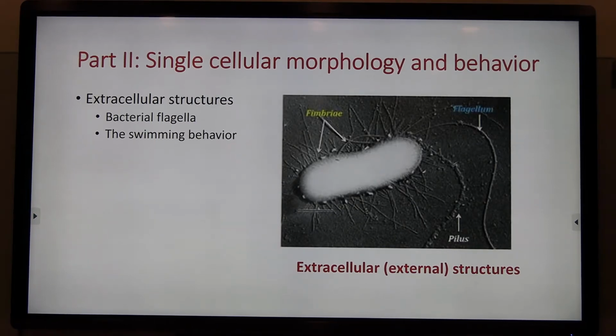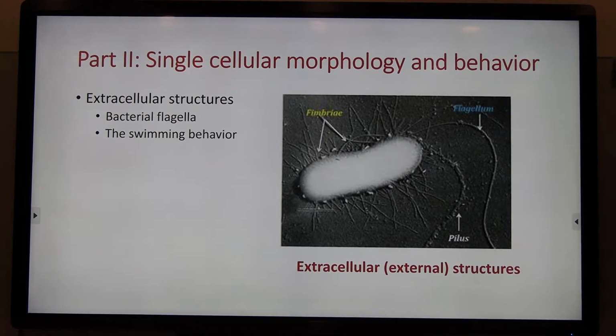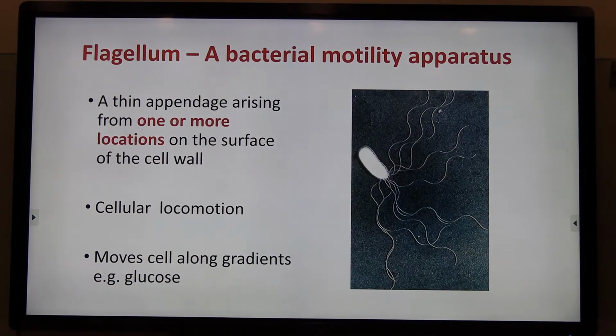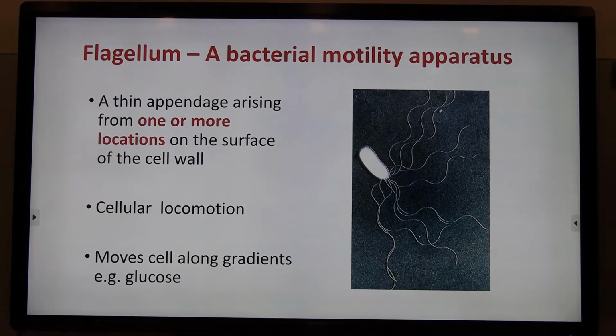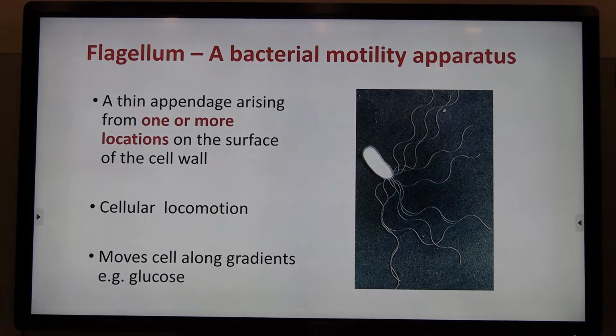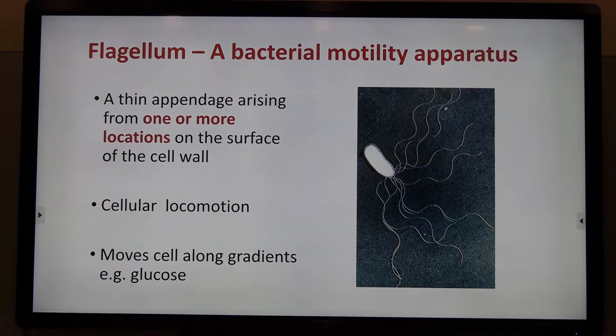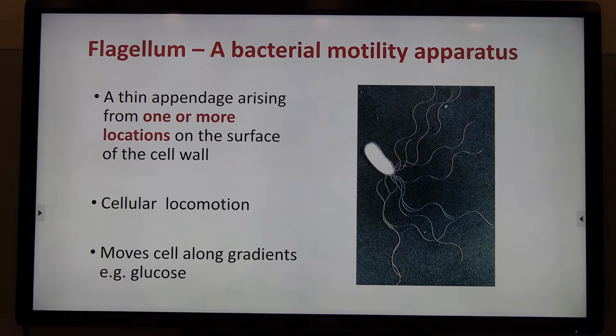At the last part, we'll talk about the actual cellular structures of bacterial cells. We are not getting into details on all these structures on the surface of the cells, but mainly focus on the bacterial flagellum and their swimming behavior. So what is a bacterial flagellum? It is a motility apparatus that bacteria use for mobility.